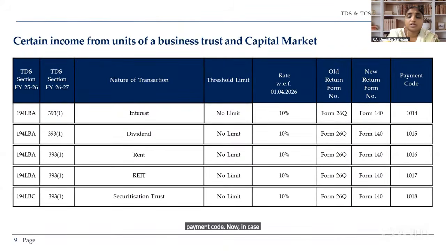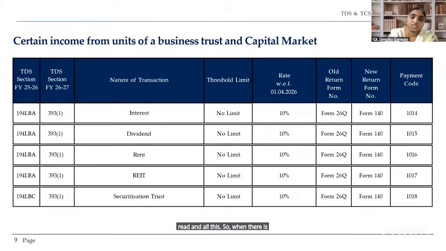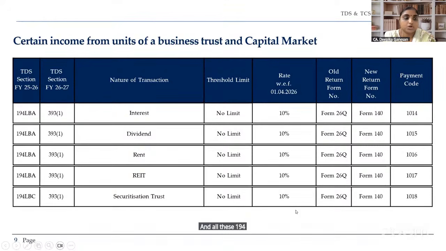Now, in case of certain income, units of business trust and capital markets, you get income by way of interest, dividend, rent, REIT, and all this. In all these cases, there is no threshold limit at all, and the rate remains the same, 10%. And all these, 194LBA, LBC, are replaced with 393 subsection 1, and the forms are replaced from 26Q to 140. The only difference is the payment code 1014. It starts with 1014 and it goes on till 1018.